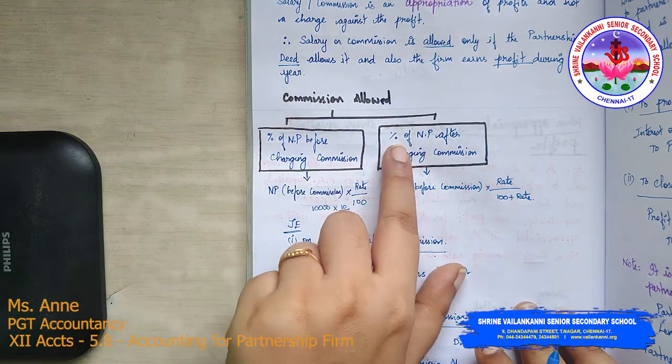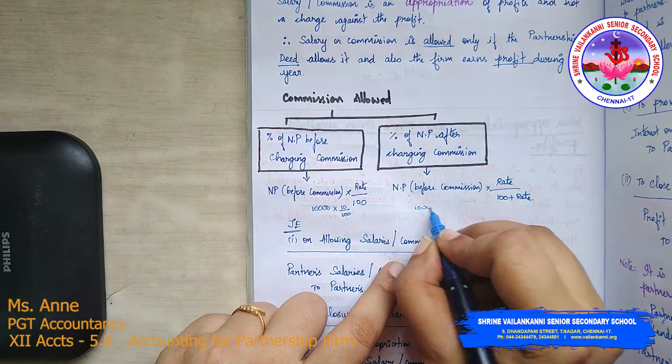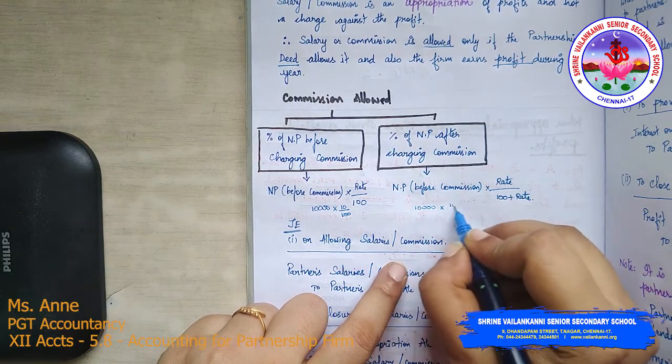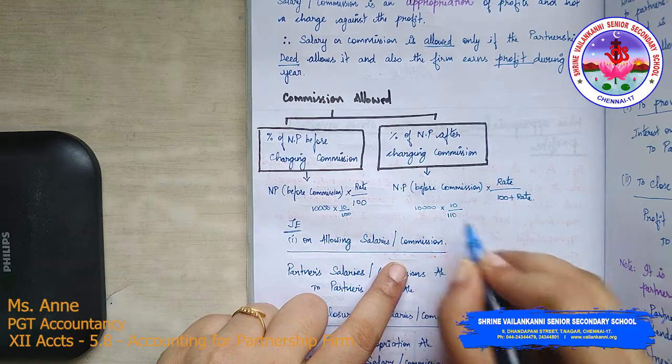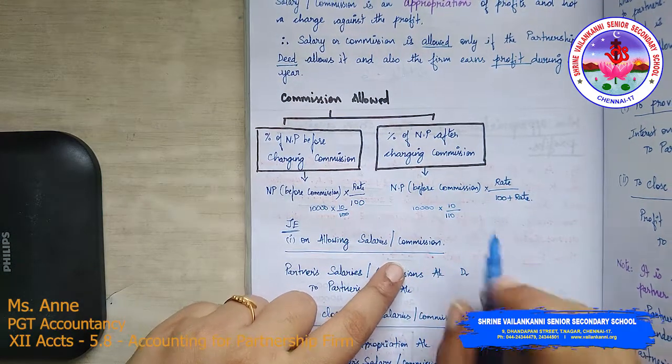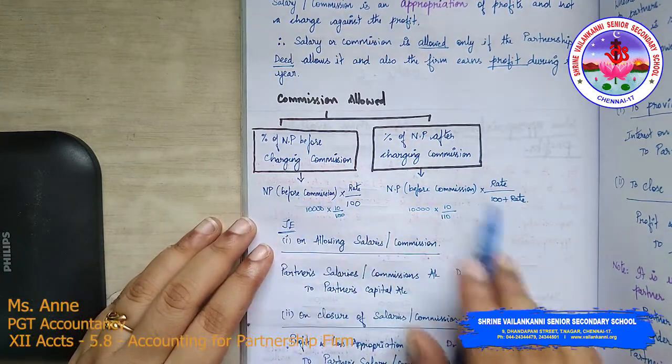Suppose it is given net profit after charging commission, what you have to write? 10,000 is the net profit, 10% is the rate of commission, divided by 110 you have to write. It is 100 plus the rate, so 110. So like this you have to make the calculation.